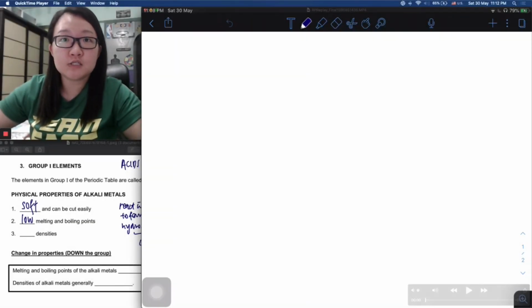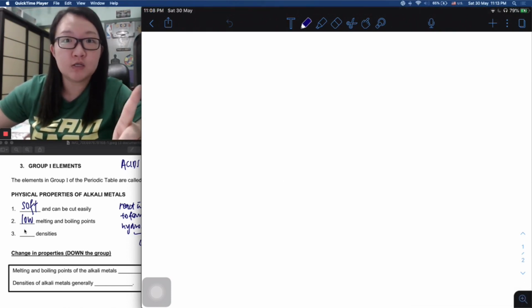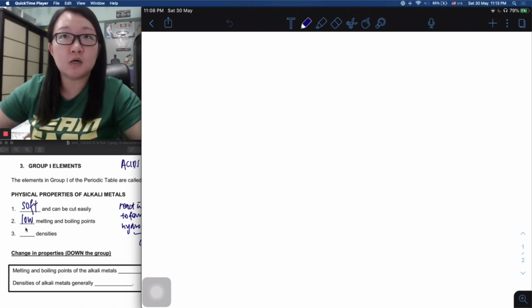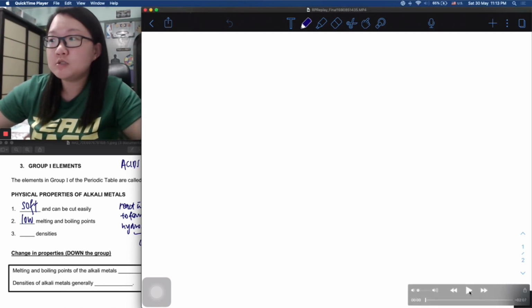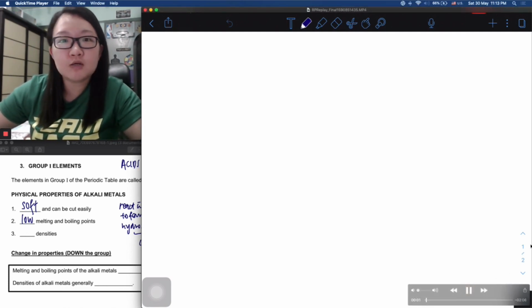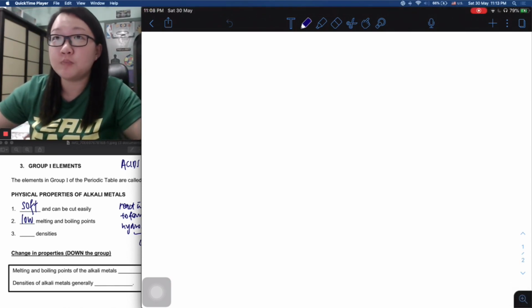Moving on to the second physical property of alkali metals. If you look over here with me at the left hand side, the second point is that in terms of melting and boiling points, the alkali metals have very low melting and boiling points. I'm just going to give you a very quick explanation for you to appreciate why this is so. Let's go back to our good friend sodium, which is 2.8.1.